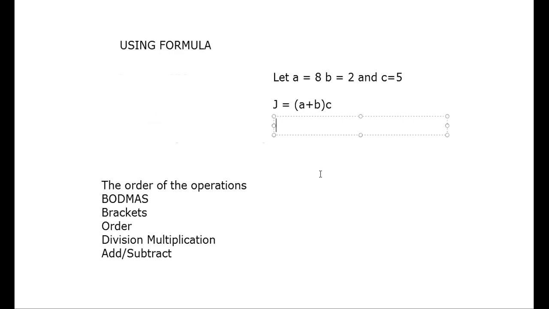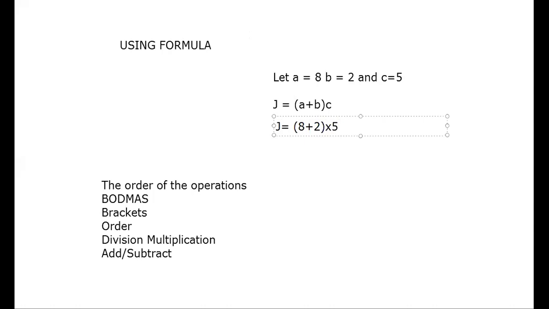Right, so here's another one. Again, A equals 8, B equals 2, and C equals 5. We're trying to find J. So J equals, you just copy what's there, the brackets in there, A equals 8 plus 2, and then C is outside it. And remember, when things are together, you just multiply by 5.